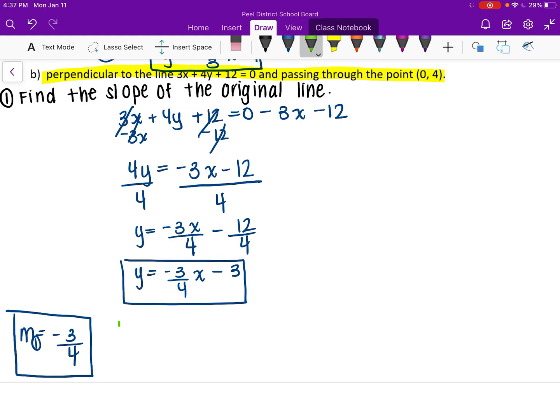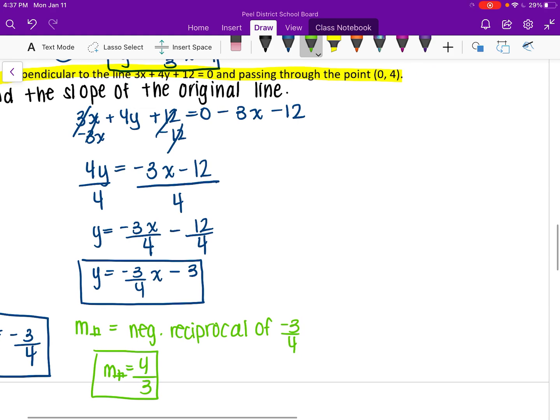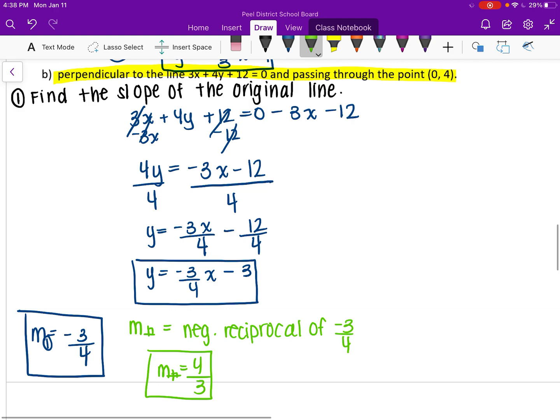So my slope of the perpendicular line is just going to be the negative reciprocal of that, so I'm going to flip it over, so it's going to become 4 over 3, and I'm going to change the sign, so it's going to become positive 4 over 3. Okay? So now that's my step 2, so I'm just going to put that in. Find slope of perpendicular line.